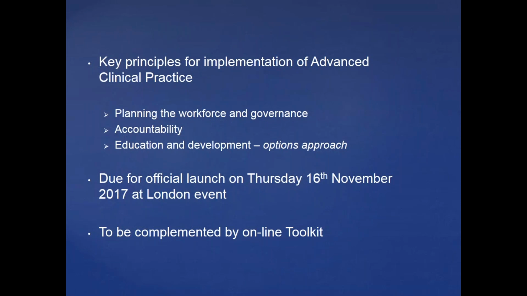In deciding what needed to be published in the framework, we've gone for 3 principal areas. One is about planning the workforce and governance, another is about accountability, and the third is in relation to education and development. We have been looking at what principles could be published in the framework and then further developed in the toolkit. I know many people wanted to get to the event on Thursday the 16th of November, but in fact the online version of this framework will be released before then, so that people have time to review it.